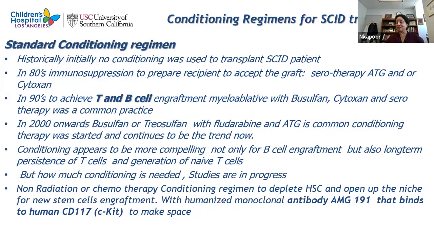This is a monoclonal antibody, called antibody AMG191. That takes away that stuff where the old cells are sitting and opens up the niches for the new cells. So you can establish the graft without having given chemotherapy or radiation therapy. So this is a very important development in our field. Again, this is still in an investigative phase, so we have to be careful whether we want to take this chance or not, but that's an important thing to recognize.